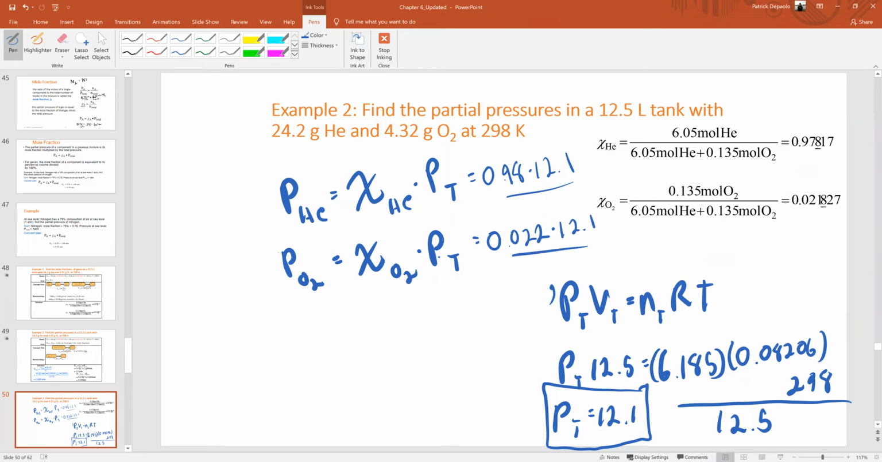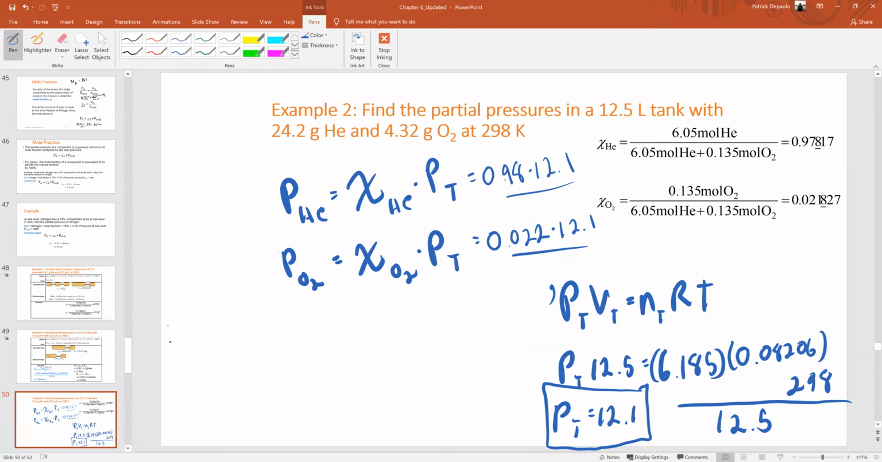That's one way to solve this. The reason is that there are multiple ways to solve this. The alternative would be to do two PV equals nRT's: one for helium, one for oxygen. Find the partial pressure of each one, because you do know the moles of each one. Once you find the partial pressures of each one, you're done. Or you can add them together and get the total pressure, and then do this, which is the same thing.